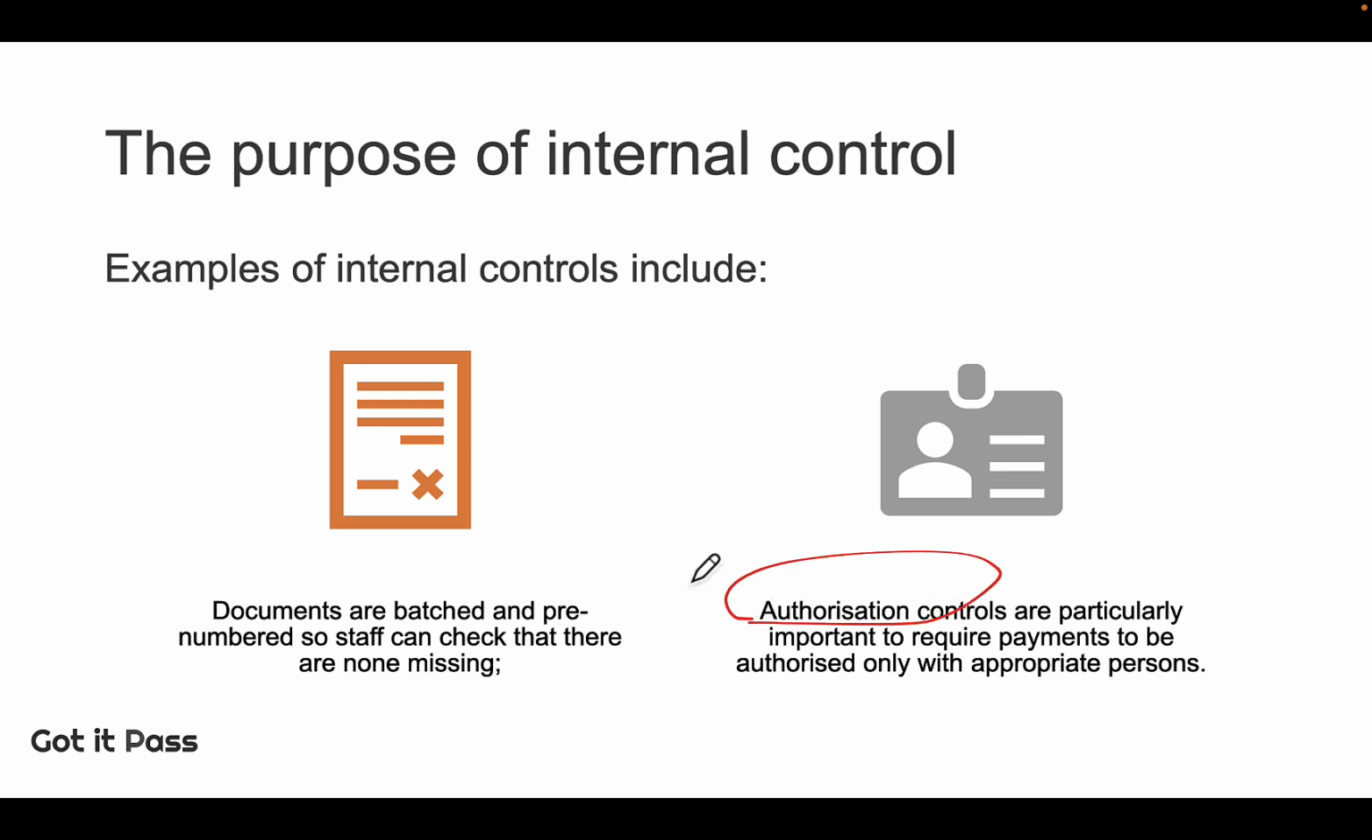Authorization controls are particularly important to require payments to be authorized only by appropriate persons. Imagine if you pay your vendors or suppliers without any senior person's approval. Say a junior account clerk can authorize an unlimited amount. Imagine what happens. It's probable that only the junior account staff can authorize the payments without any supervisor needing to approve as well. So only one person approves. Then it's a one-person approval problem.